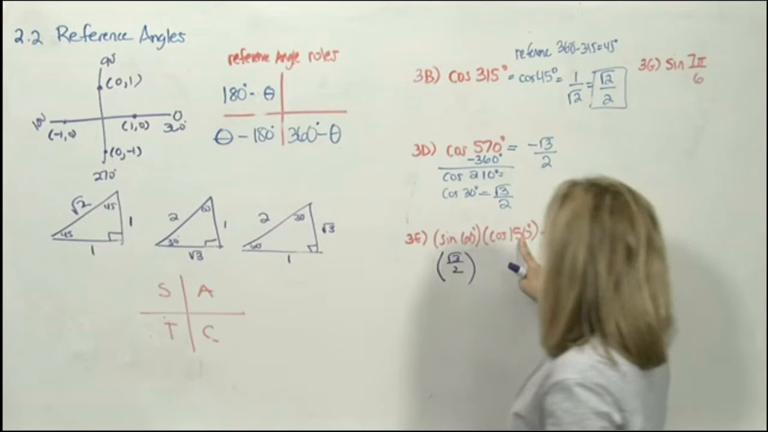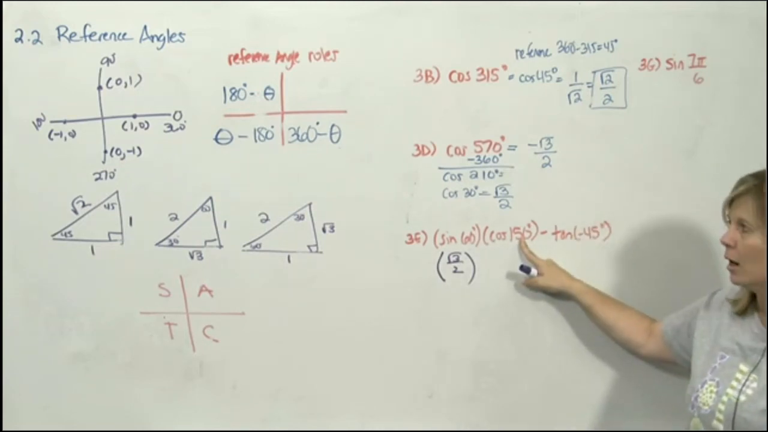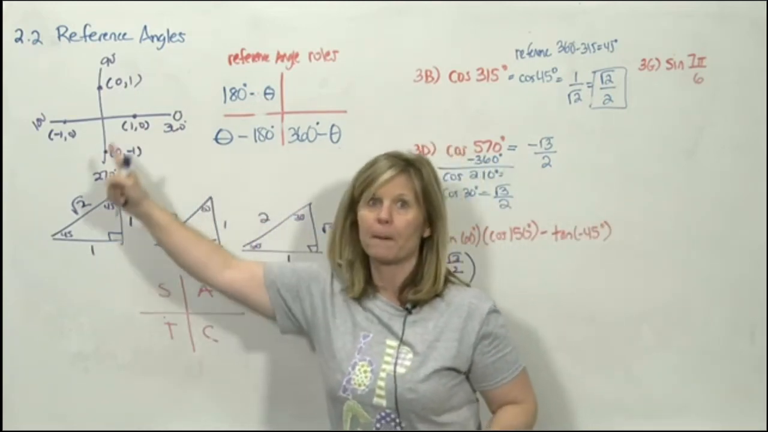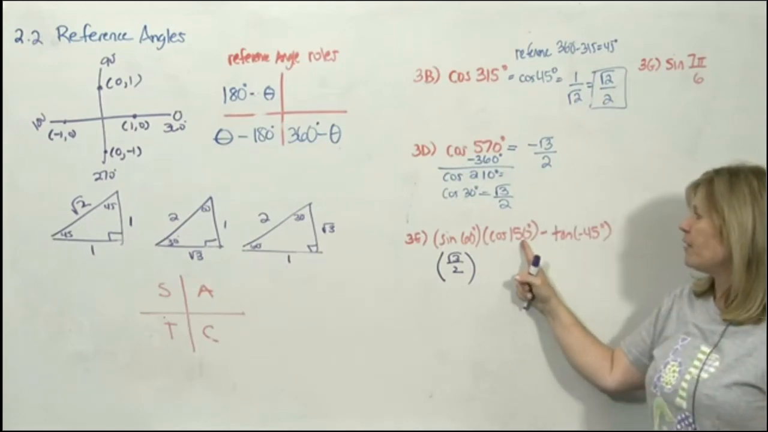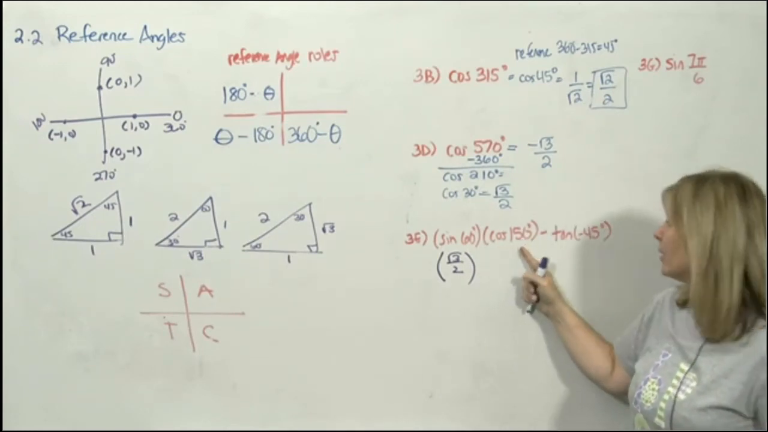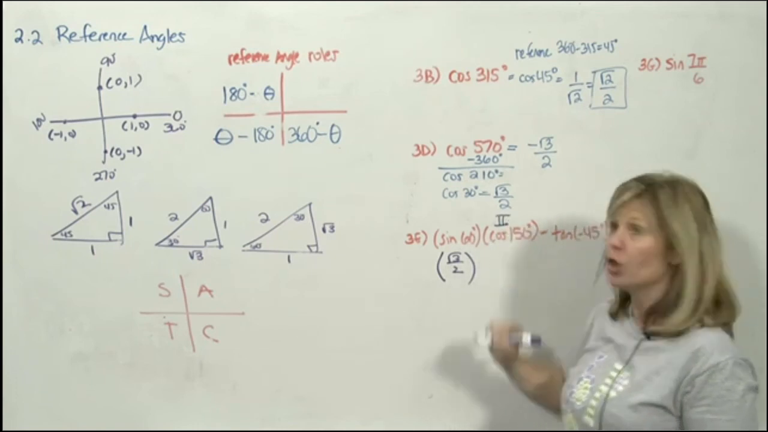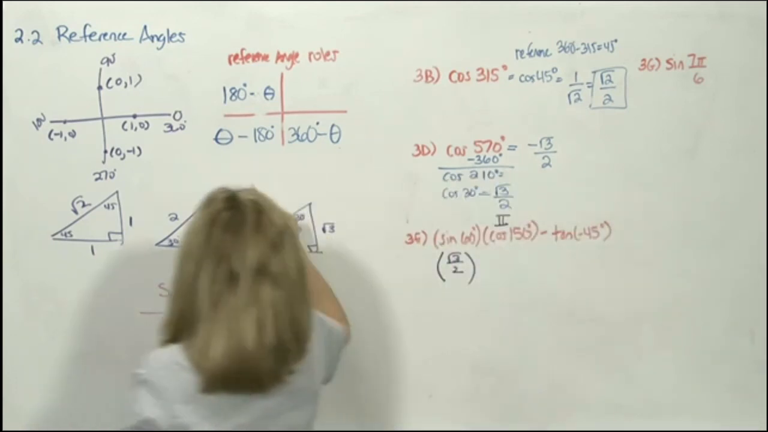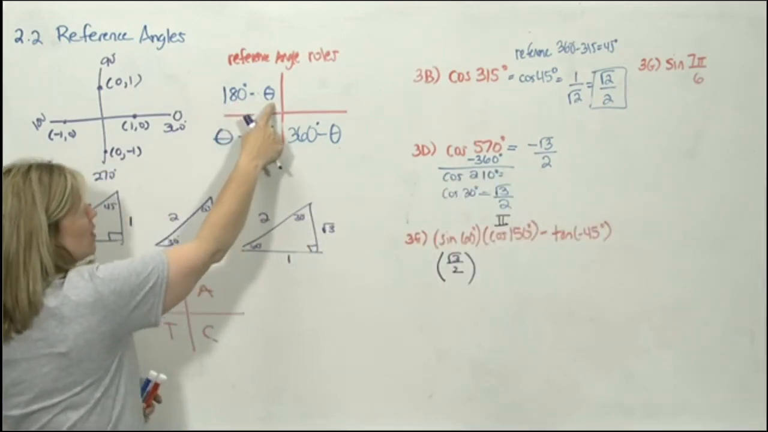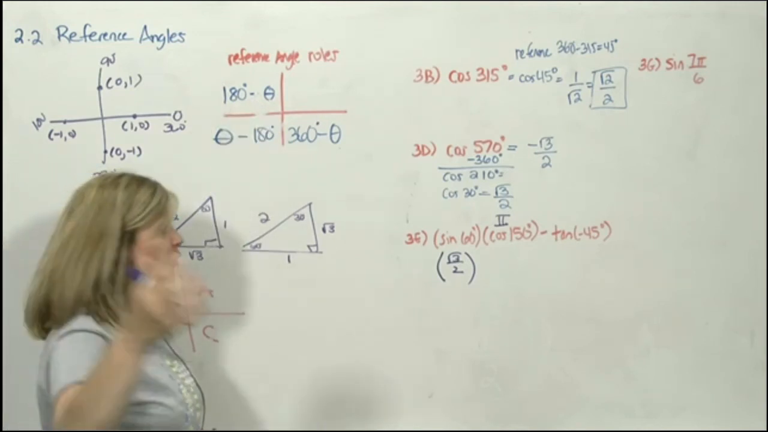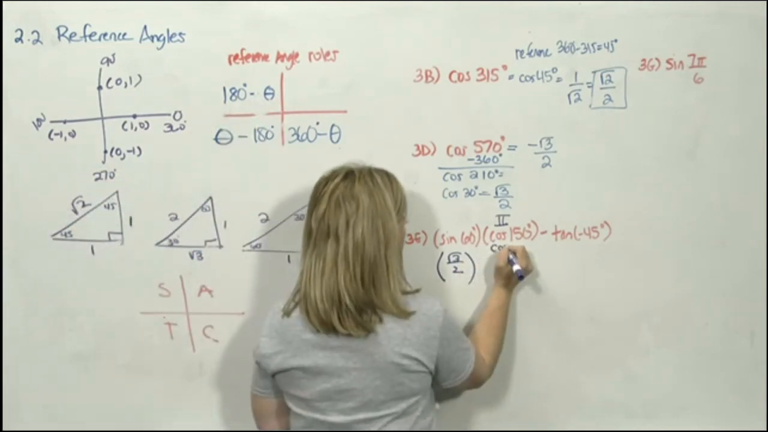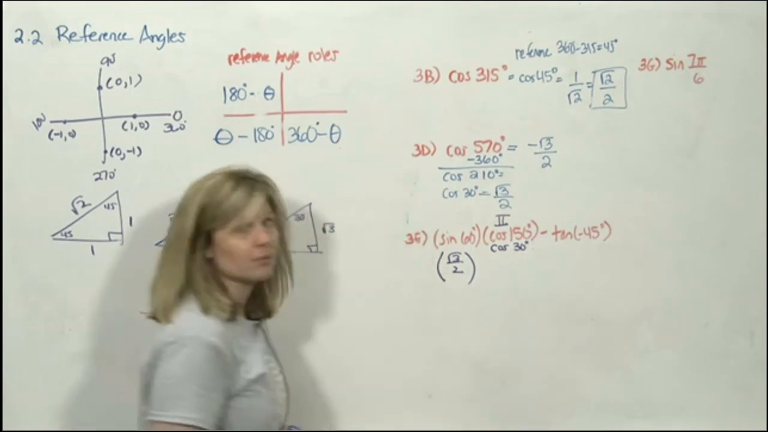I need to look up the cosine of 150. Uh-oh, there is no 150 up here. So to look up the cosine of 150, what quadrant is this in? This is in quadrant 2. So the reference angle rule is 180 minus 150, which would be 30. So I'm really asking you to look up the cosine of 30 degrees.